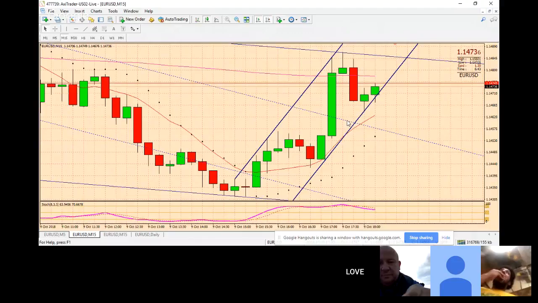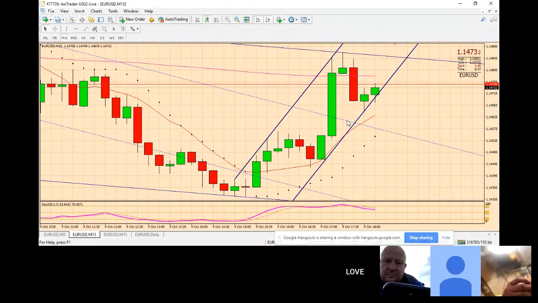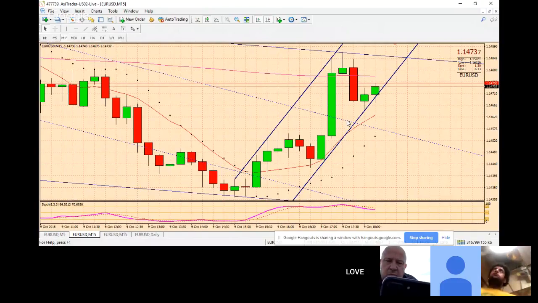On that Euro USD at the current moment, it hasn't shown me anything to say come out. So at minimum I'm holding my trade at break even, because it hasn't shown me any sign yet to say I should get out, as it's still making those highs.